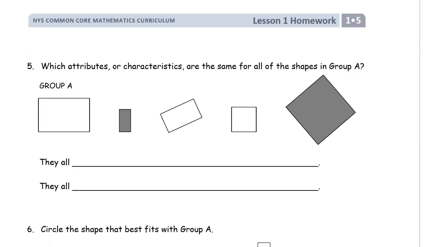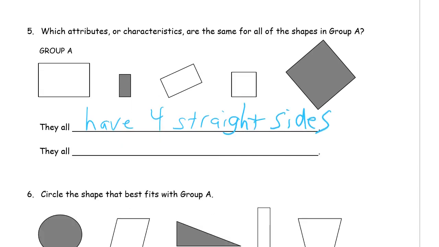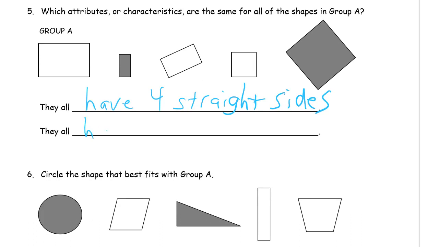Which attributes or characteristics are the same for all of the shapes in group A? Well, I'm looking at, they're all closed. They all have straight sides. They all have four straight sides. And looking at the corners, they look like they all have four square corners. Or just four corners.